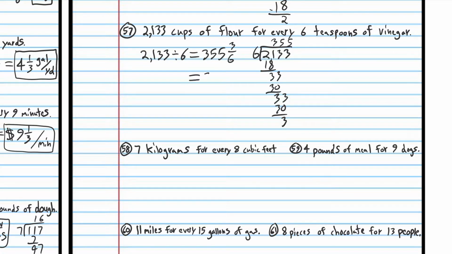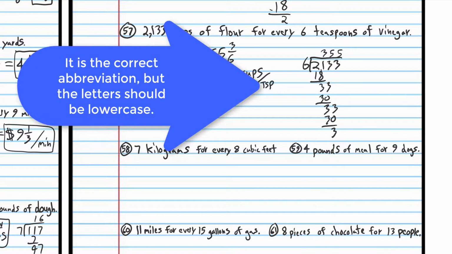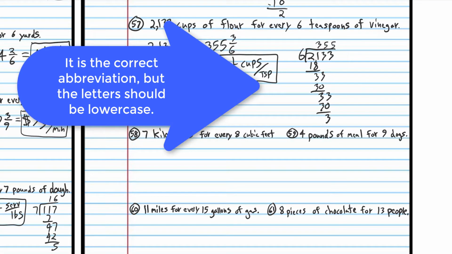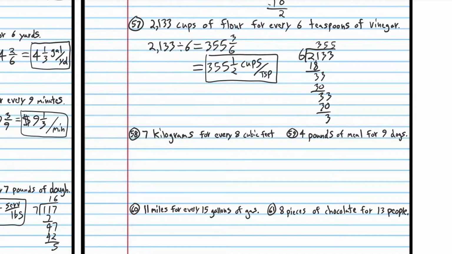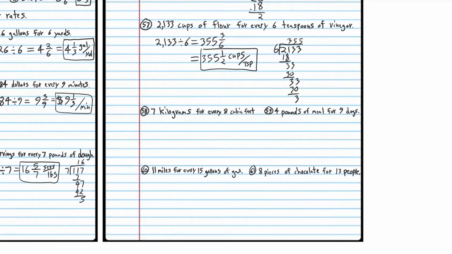So we can go down here because we have to reduce the 3 over 6. That becomes 1/2. It's 355 1/2 cups per teaspoon. I think the abbreviation for teaspoon is TSP, if I remember correctly. I may be wrong about that. All right, so if you got 355 1/2 cups per teaspoon, for every 1 teaspoon, good job. Try 58. Actually, 58 is going to be slightly different, so we should do that one together.